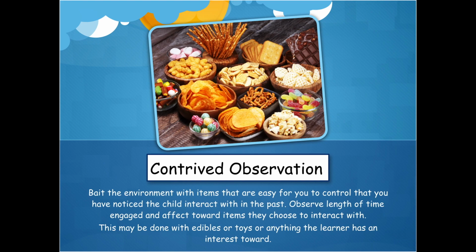Or we could do contrived observation, where we bait the environment with things that are easy for you to control and that you've noticed the child interact with in the past. You can observe how long they play with them, if they seem to enjoy playing with the item, and then you can have a better idea of what they enjoy.